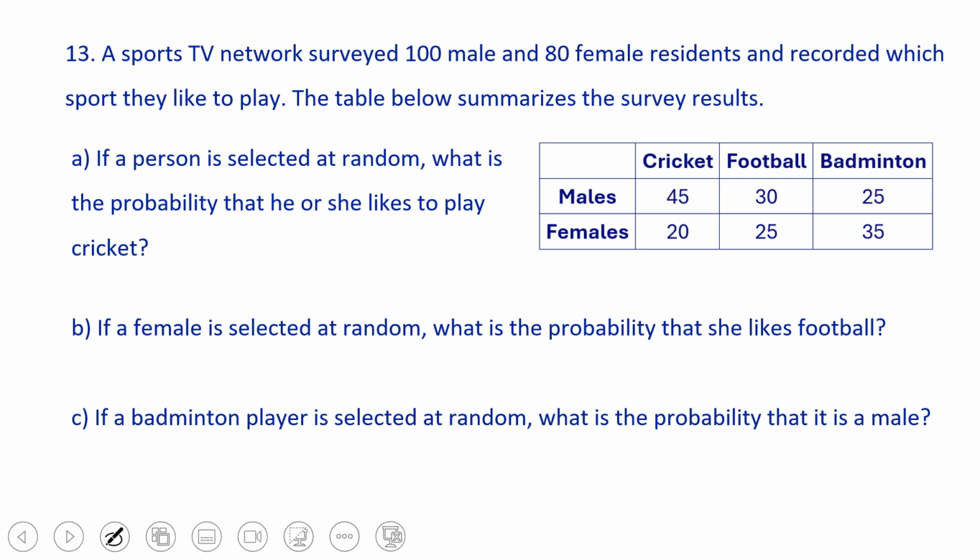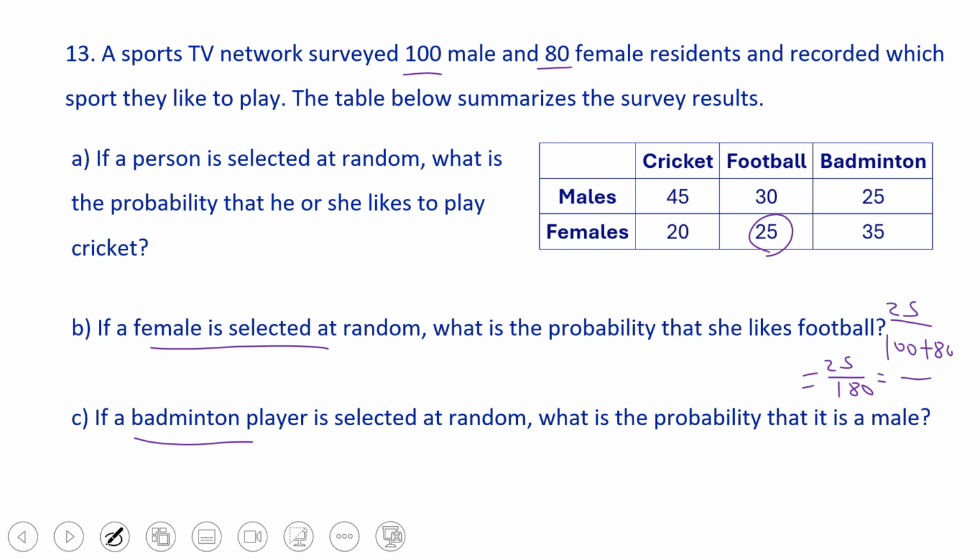Now, I think here a female is selected, so you have no option but the female. What is the probability she likes football? Where is the female and football here? It's 25 over the total. The total is already given to you, 800 plus 80. So it will be 25 over 180, and you can change it into a decimal.